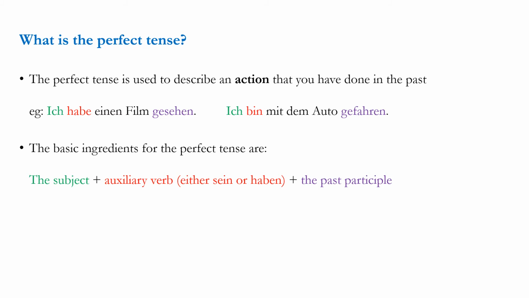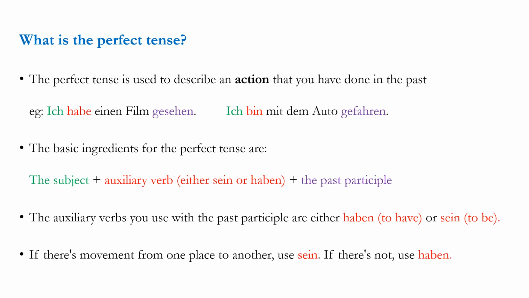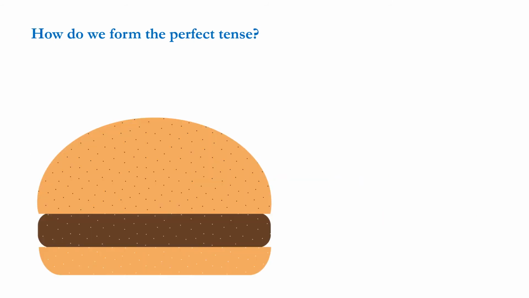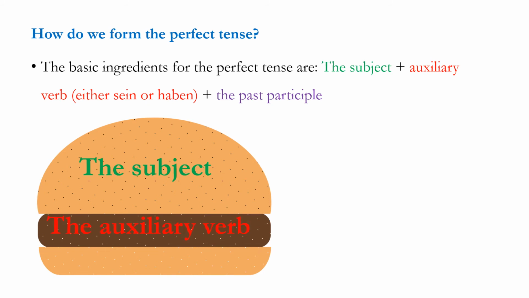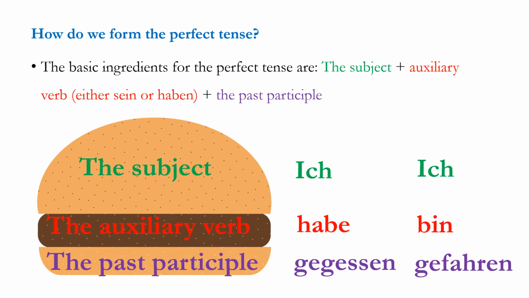meaning I, the auxiliary verb, which is the helping verb for which we either use a part of sein or haben, and the past participle. Now, your choice of auxiliary verb depends on whether there's movement involved. If there is movement involved, we use sein. If not, we use haben. I like to think of it as a burger. So we have the subject, the auxiliary verb, and the past participle. Ich habe gegessen. I have eaten, or I ate. Ich bin gefahren. I travelled. Notice we use bin for the travelling involving movement, but haben for the gegessen, the eating that doesn't involve movement.